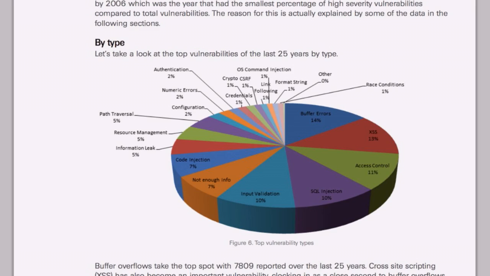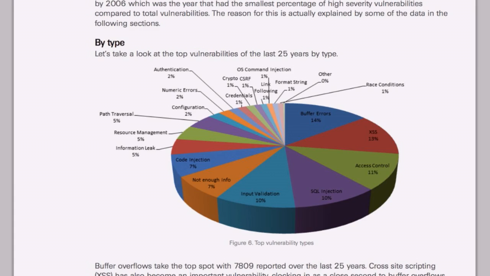Okay. But they have buffer overflows, cross-site scripting, which is where you basically get your code to run on somebody else's website. Right. Access control problems, where basically you can get access to something you're not supposed to. SQL injection, right? 2012 was full of SQL injection. We talked about it like all the time.